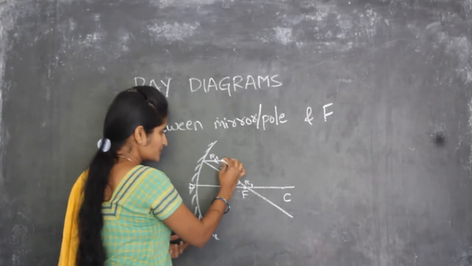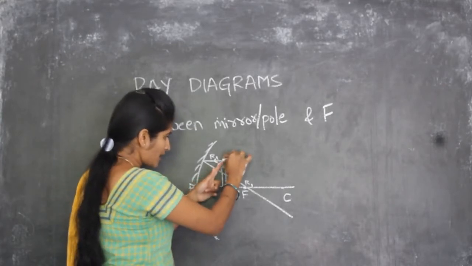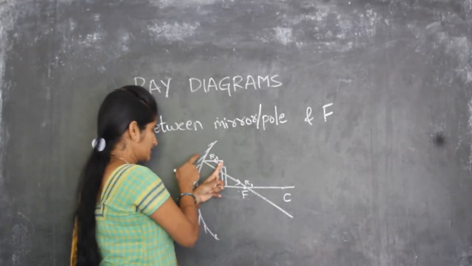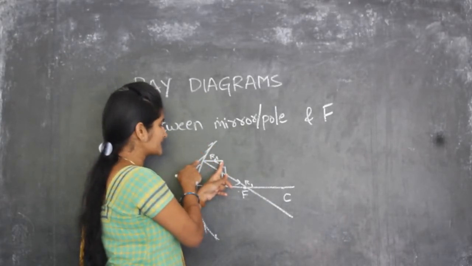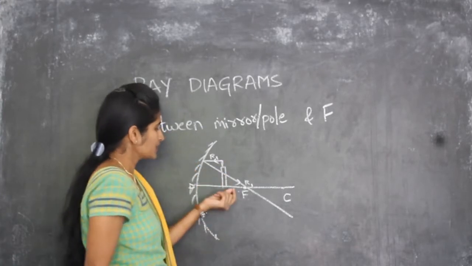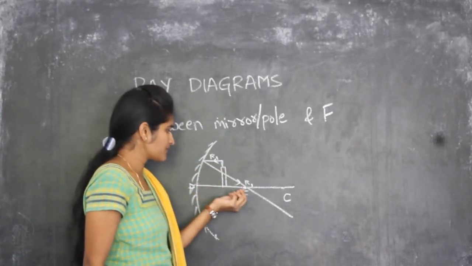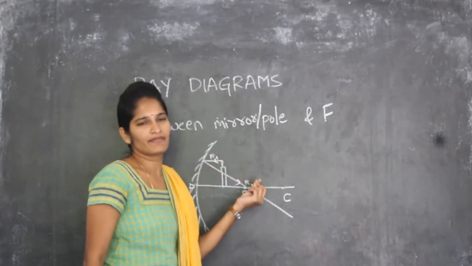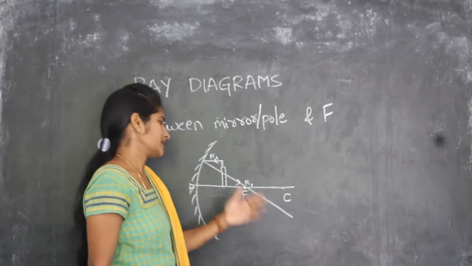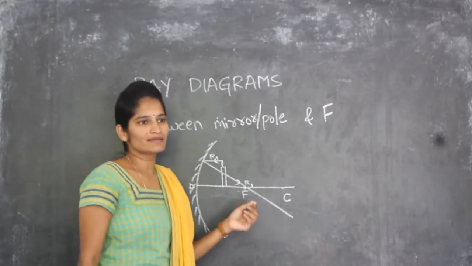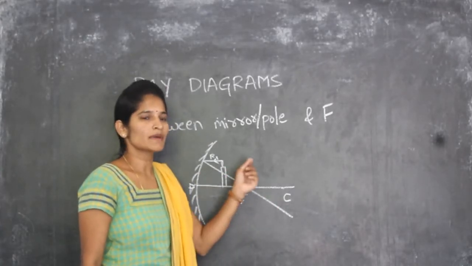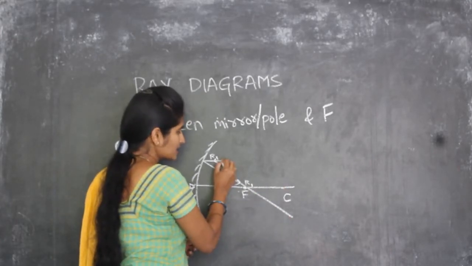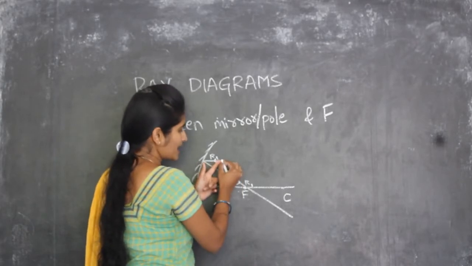But see, if the object is over here, I can draw a ray from the focus, but it does not get reflected from the surface. That means when you draw a ray from the focus, it does not meet the surface. Okay, so I need to draw a ray diagram.